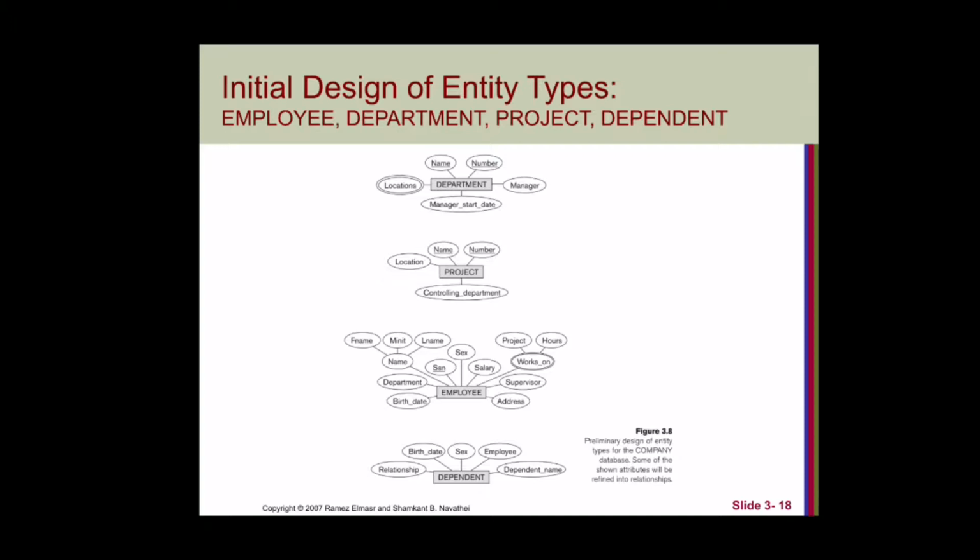Then we have the employee entity type, wherein we have name as a composite attribute, then works on as a multivalued attribute, right? And SSN as the key attribute. For that reason, we have underlined that SSN. Then we have the dependent entity type, wherein we have the normal attributes, right? Attributes are represented with the oval, like relationship, birth date. These are examples of an attribute.